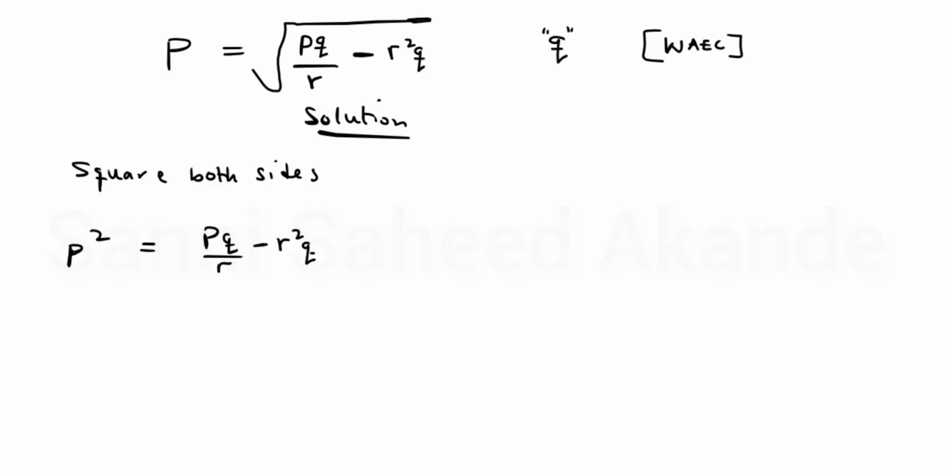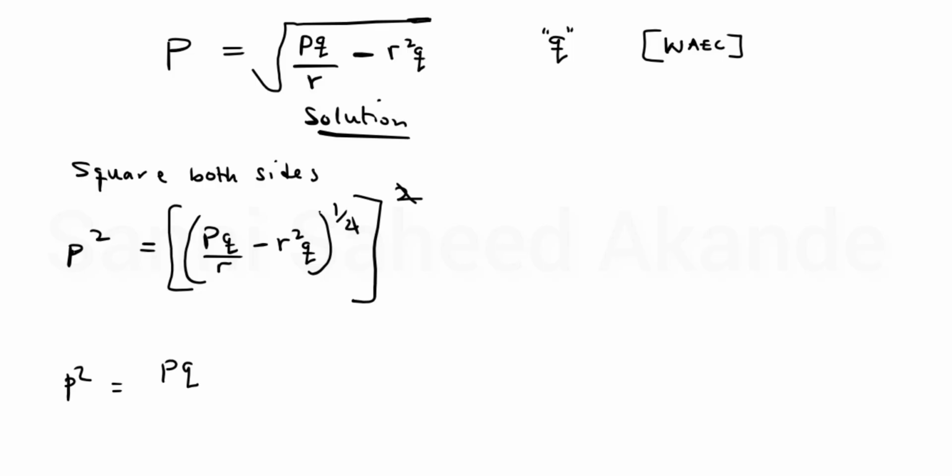Okay, everything here raised to power 1 over 2. That's the square root that I have changed to 1 over 2. Then squaring both sides, we have raised to power 2. Understood? So here now we have p squared is equal to, now this 1 over 2 times 2, we cancel each other out like this. Then we are left with pq over r, then minus r squared q.